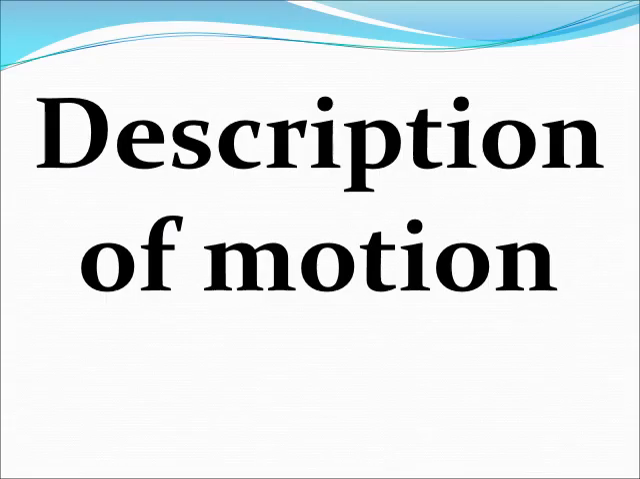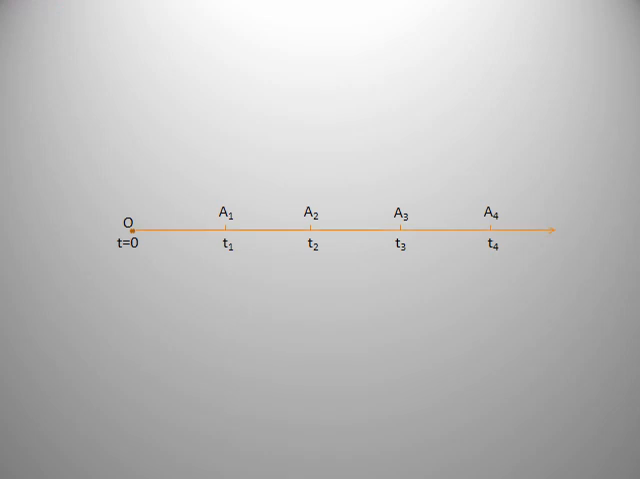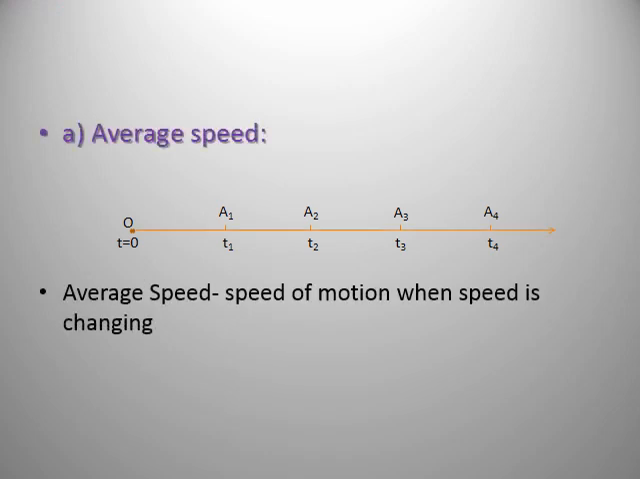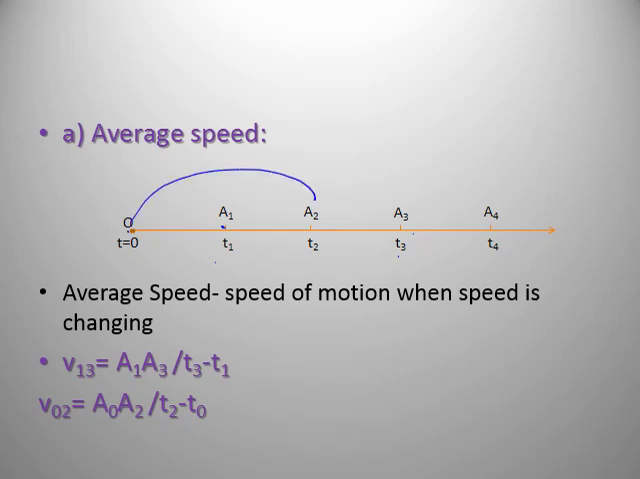Description of motion. Average speed. Average speed of motion when speed is changing. So V13 is equal to the distance from A1 to A3 over T3 minus T1, and V02 is equal to the distance A0 A2 over T2 minus T0.